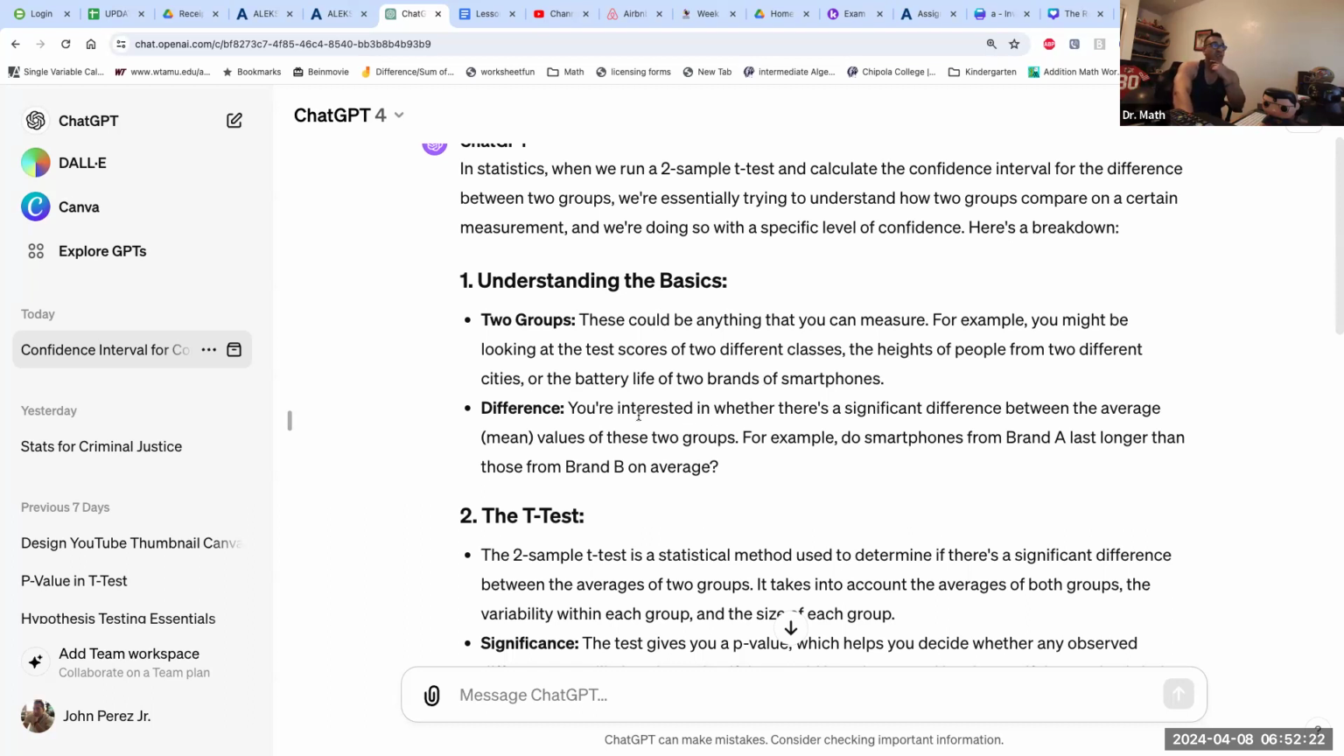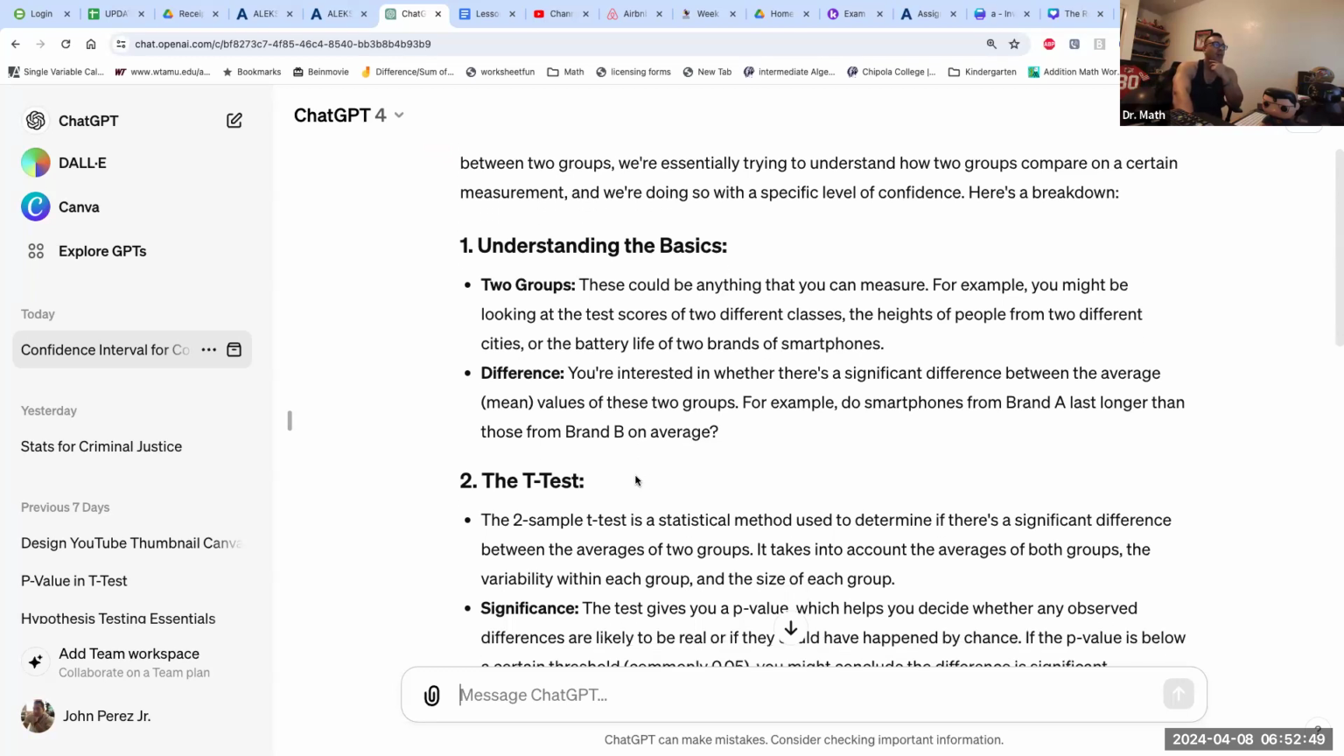The difference, you're interested in whether there's a significant difference between, say, the average, the mean values of the two groups. For example, do smartphones from brand A last longer than those from brand B on average? So that might be one of the things that we're interested in. Are the grades better from my online class versus my in-person class, or vice versa, right?